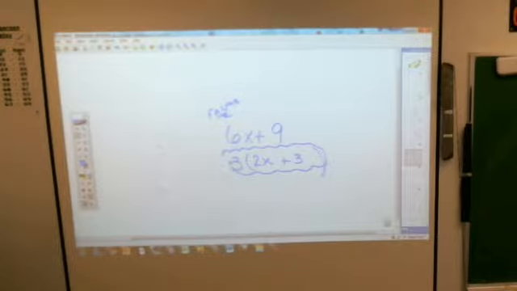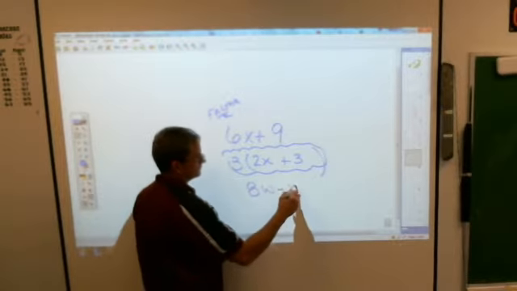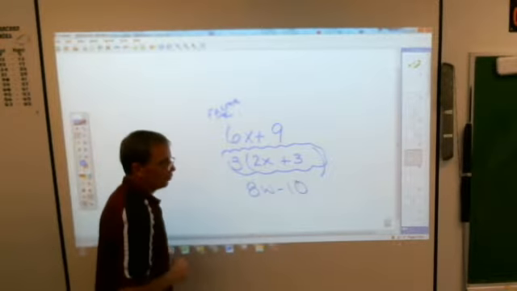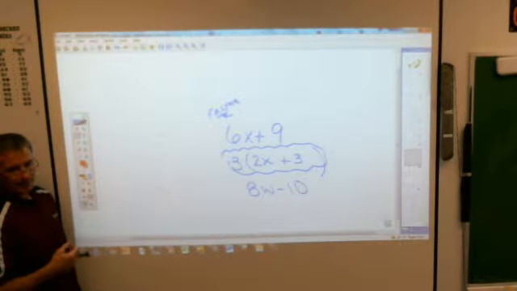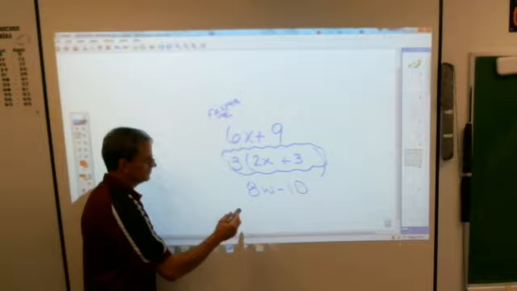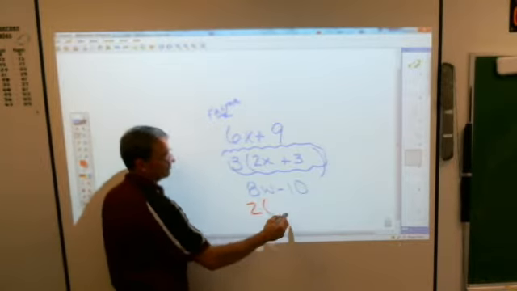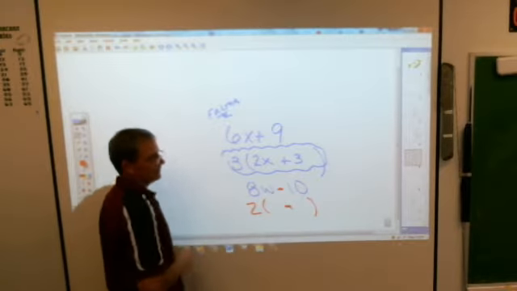How about this one? 8w minus 10. What would you get if you factored that out? What can I take out of both 8 and 10, Ellie? A 2. And that's what I put down, and then I write down my parenthesis. By the way, if it has a minus sign here, it's going to have a minus sign there. What am I left with?